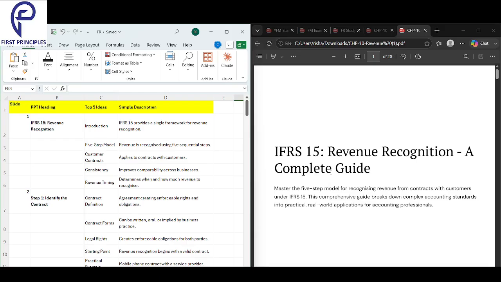So the number of the standard is IFRS 15. The name is revenue recognition. Okay, so we've got the number and the name. As you can see in the box here, number is IFRS 15 and the name is revenue recognition.